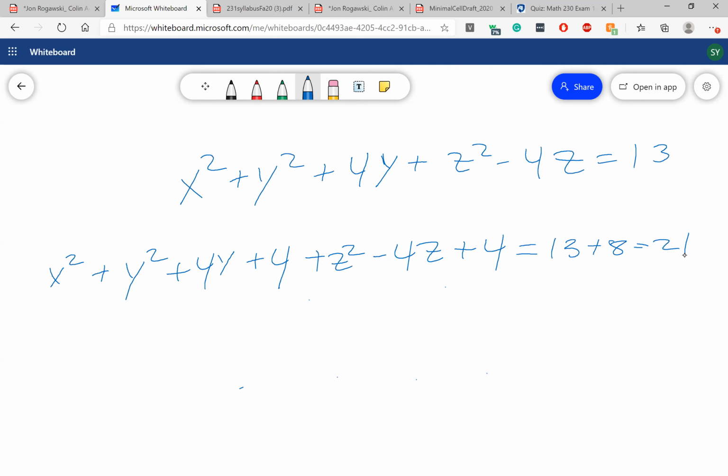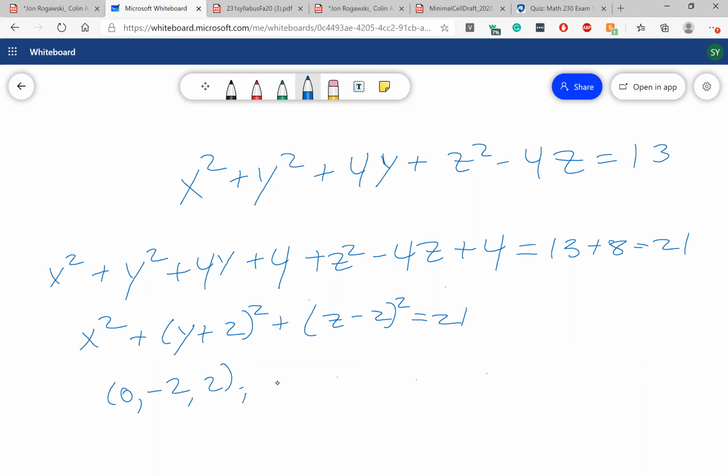Okay, so then we're going to have x squared plus (y plus 2) squared plus (z minus 2) squared is equal to 21. So the center is going to be the point (0, -2, 2), and the radius is going to be the square root of 21. Any questions?